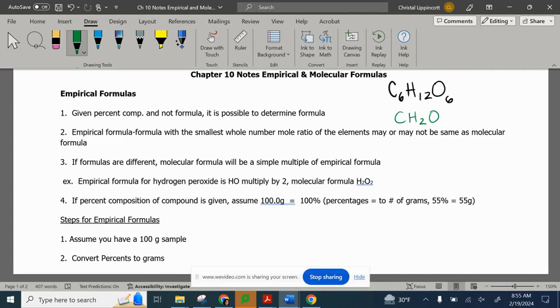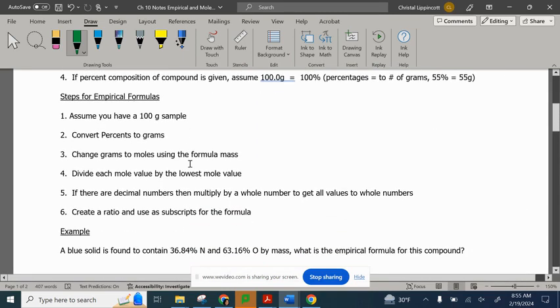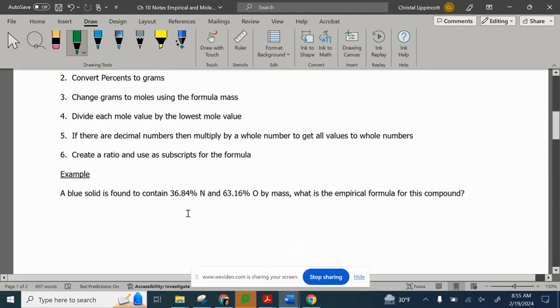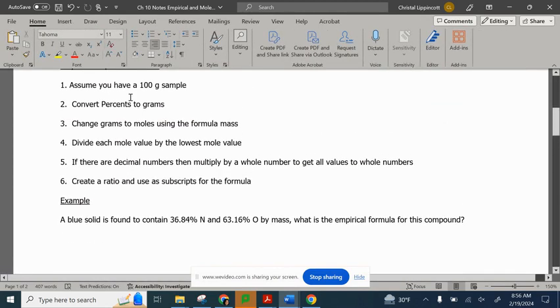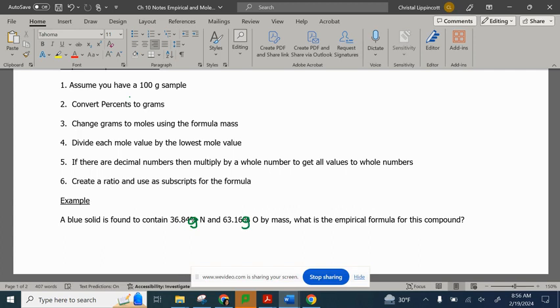We've been given the formula and gone to the percentages. Now we're doing the opposite of that, and I'm going to give you the steps for doing that. So here are the steps. I'm going to take you through this one and quote the steps as I'm doing it. If you're given percentages, you're going to assume that you have a 100-gram sample. So that is steps 1 and 2. We are going to convert the percents to grams. If we have a 100-gram sample, I just change the percent signs to grams. So I have done steps 1 and 2 so far.